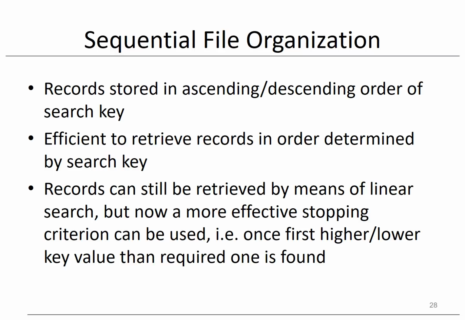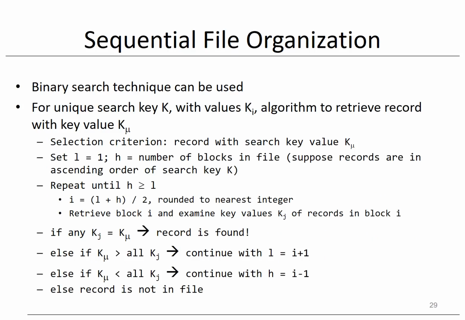If the records are organized in ascending or descending order of this key, the linear search can be terminated once the first higher or lower key value than the required one is found. If the sequential file is stored on a direct access storage device such as a hard disk drive, a binary search technique can be used, which in the case of large files is far more efficient than a linear search. A binary search algorithm is applied recursively, halving the search interval with each iteration.